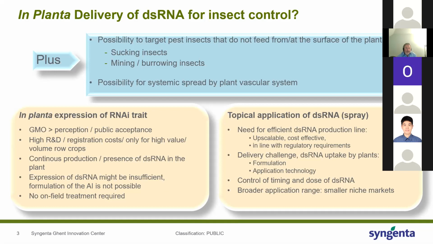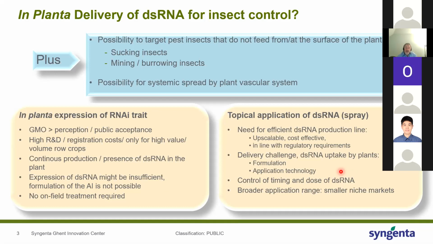Now, if you want to use a topical application of double-stranded RNA as a spray, for example, as a bioinsecticide, there is really a need for an efficient production line of double-stranded RNA, which should be upscalable, cost-effective, and of course in line with the regulatory requirements. An advantage of this is that you can help uptake of double-stranded RNA by using the appropriate formulation. So you can help uptake both in the plants, but also in the insects.